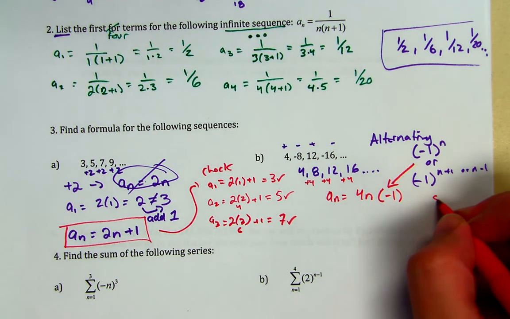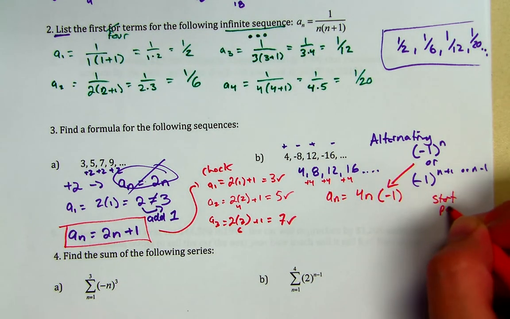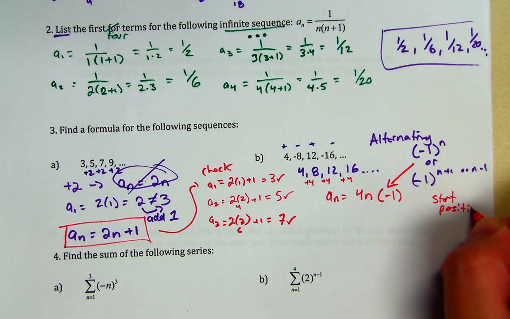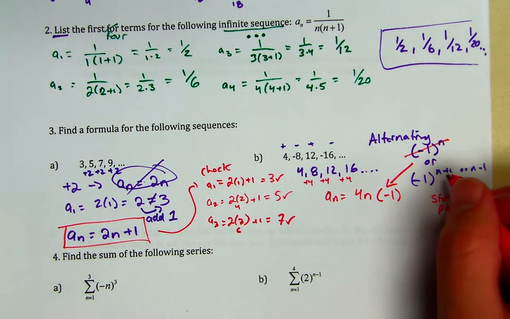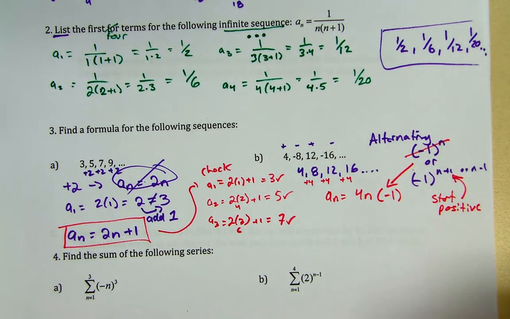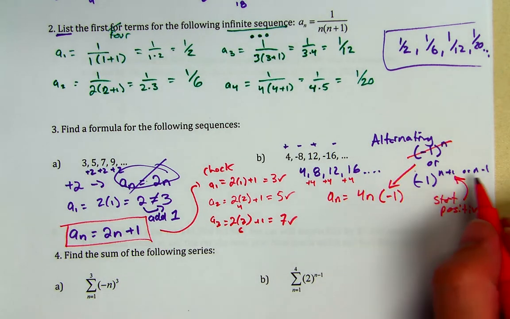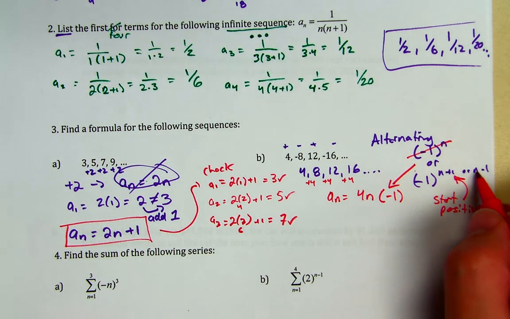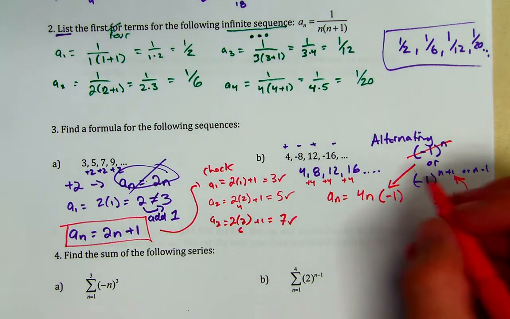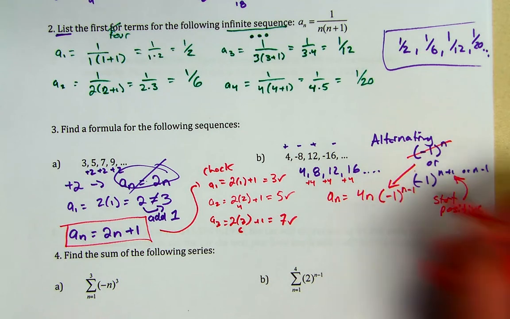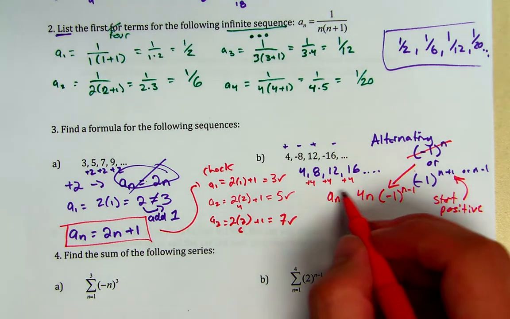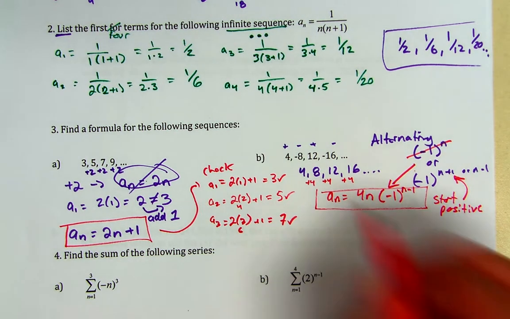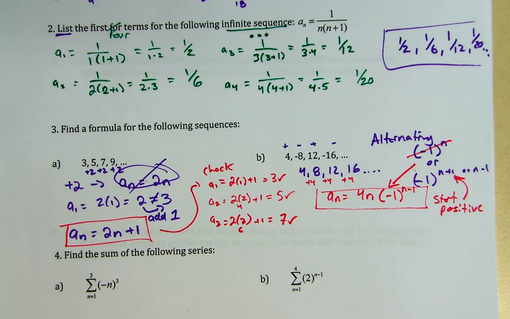Now, since I start positive, I need negative 1 to the power n plus 1 or n minus 1. In this case, it actually doesn't matter which one you use. Because if I put 1 in, I get squared, that works. If I put 1 in, I get 0, that works. Since I'm just attaching it on, usually I choose n minus 1. Right? So I'm just attaching that on to my series, or my sequence.